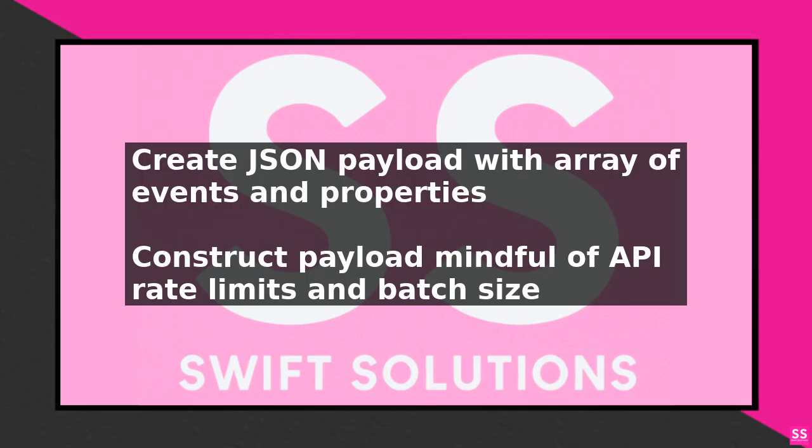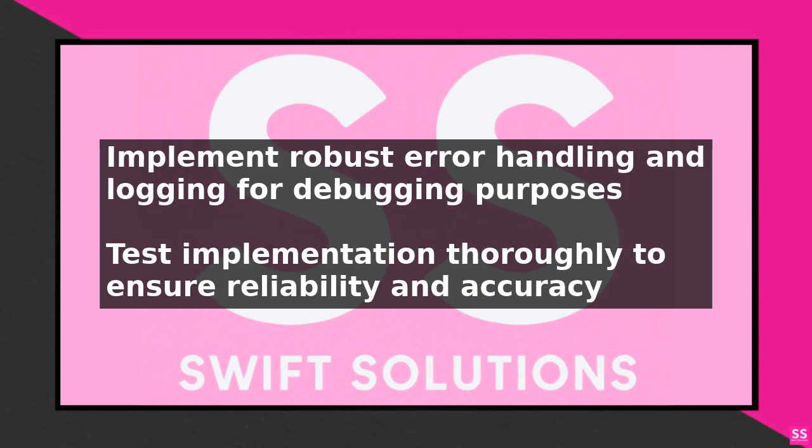After submitting your batch request, the API will process each event individually and return a response indicating the success or failure of each event. You can then parse this response to handle any errors or exceptions that may have occurred.